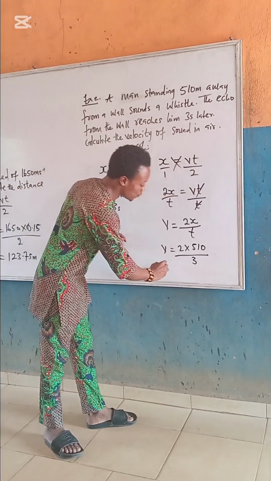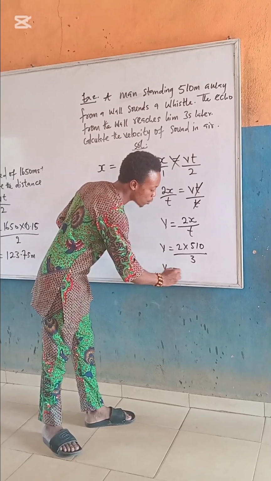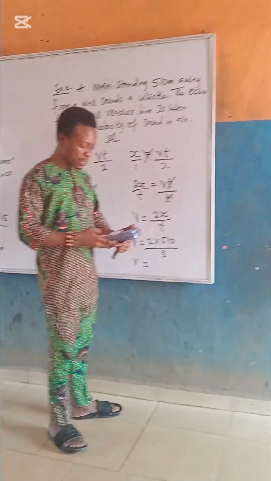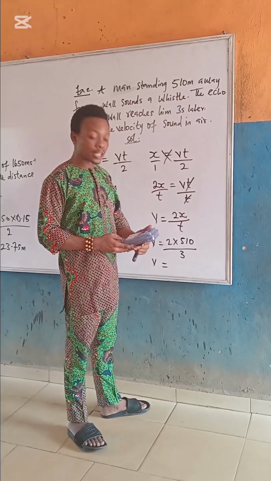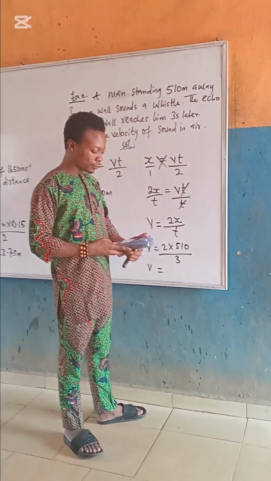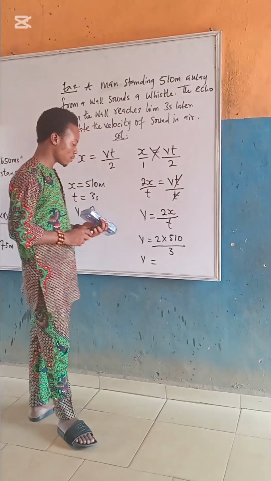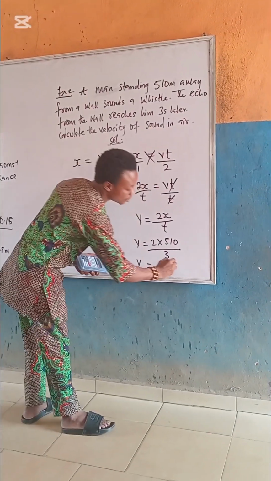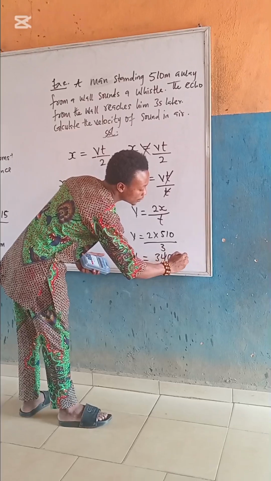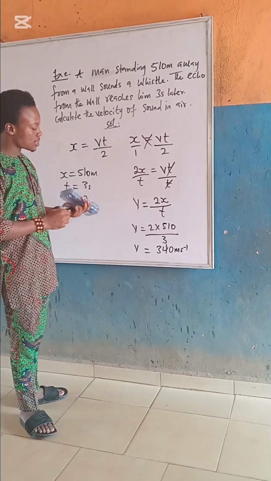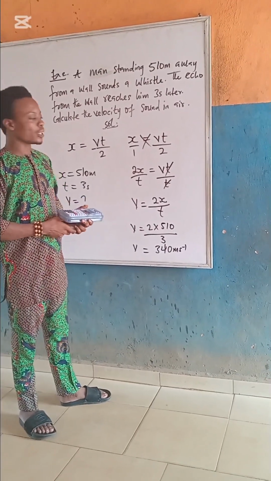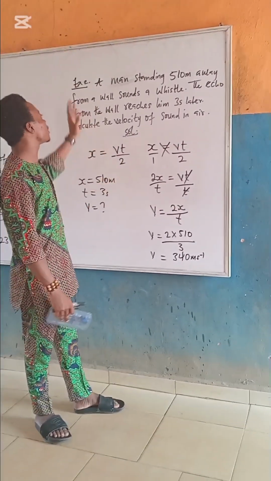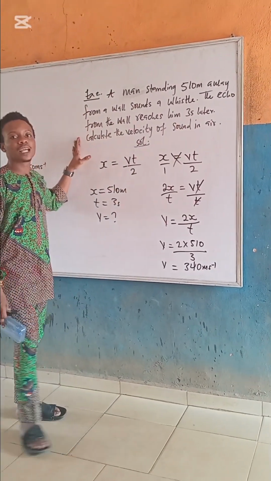So we have that V is equal to 2 times 510 divided by 3. We'll have 340 meters per second. That is the velocity. That is how to calculate something of this nature. This is example 2 under A.